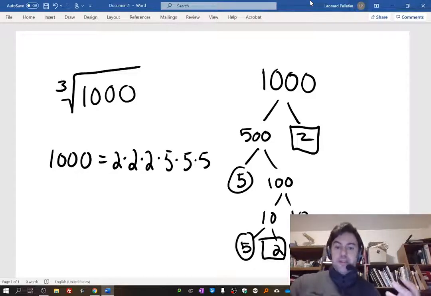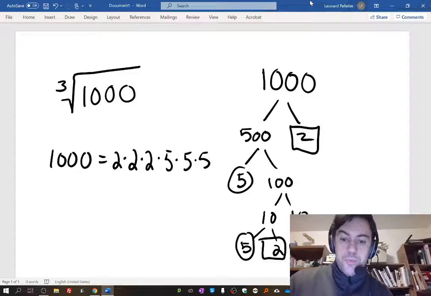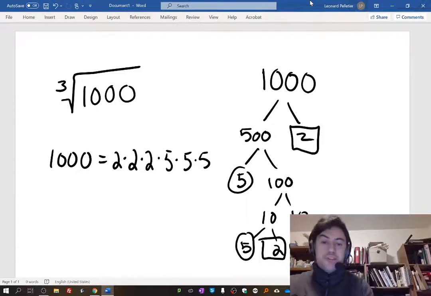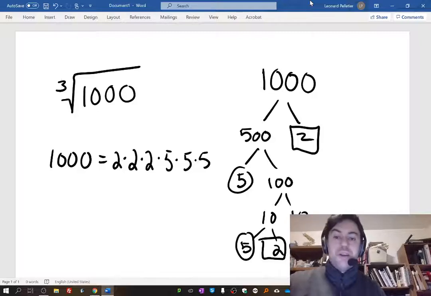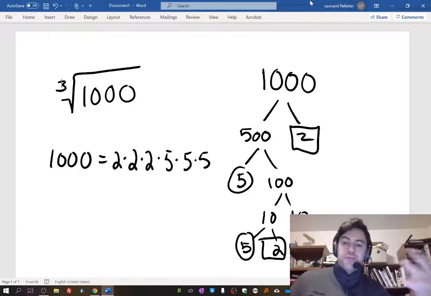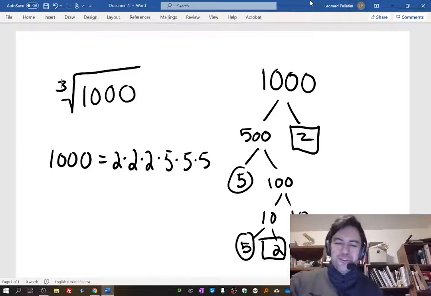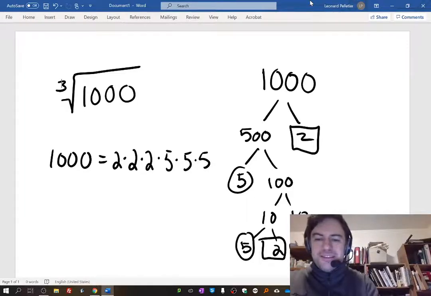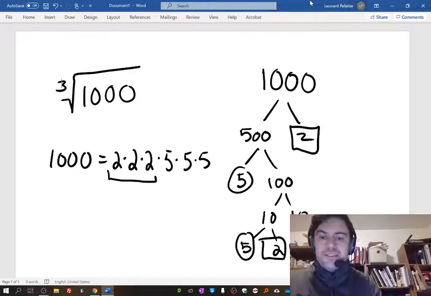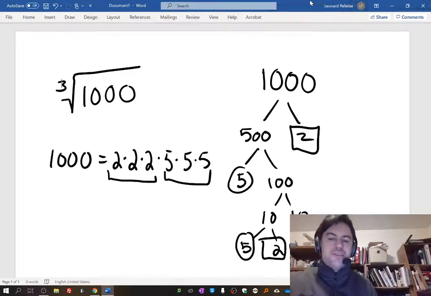Okay, so this is how you know. When you take the cube root of 1,000, you're taking the cube root of 2 times 2 times 2 times 5 times 5 times 5. And a cube root is all about looking for things that multiply by themselves 3 times in order to give you what that root is, right? So this fact that we have this triplet here is going to tell us what the answer is. This triplet here, that's going to turn into your answer.